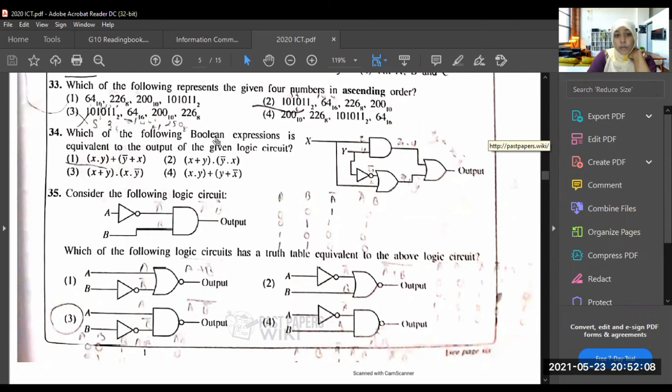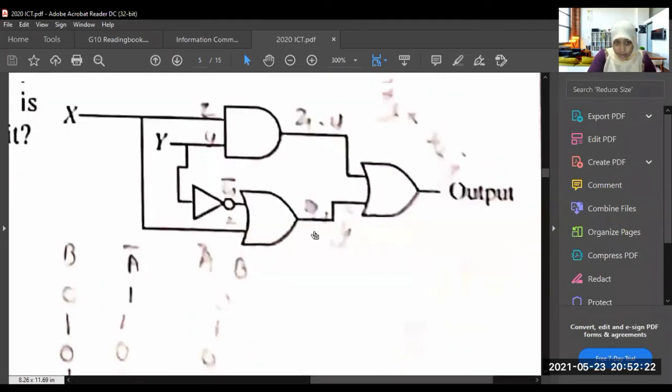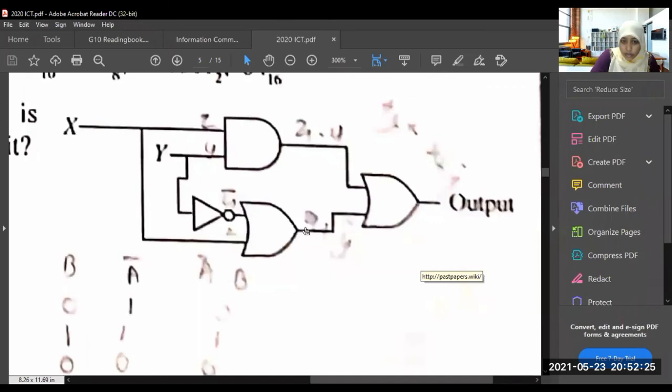Which of the following Boolean expressions is equivalent to the output of the given logic circuit? It is very easy, okay? So here, what you should do first is write down the expressions, the symbols, inside. Now this is AND gate, this is OR gate, so this is dot and this is plus. Now this is bar. Then take them one by one.